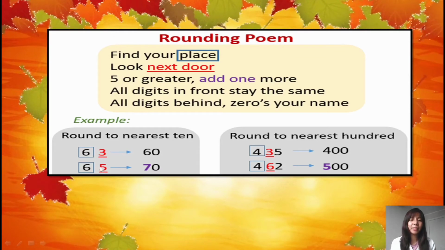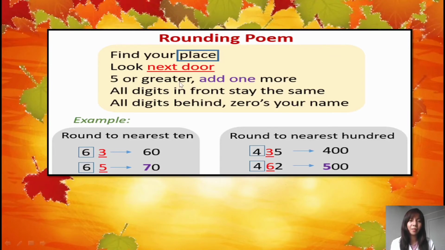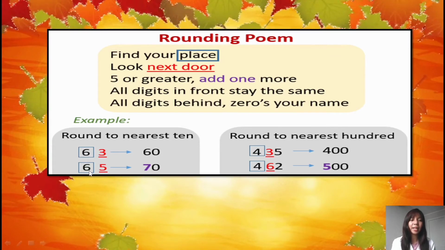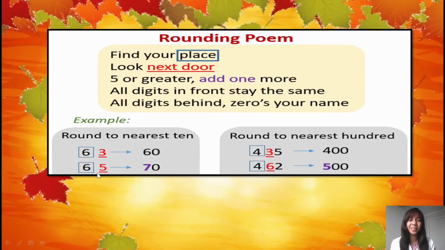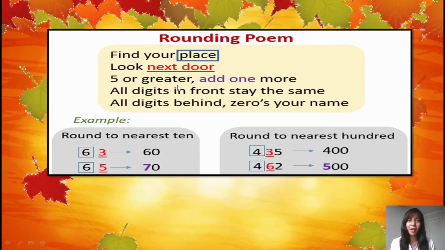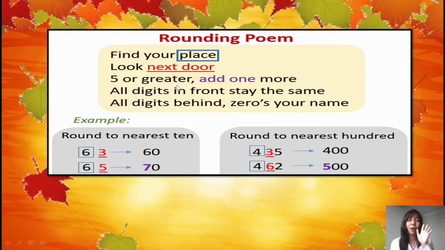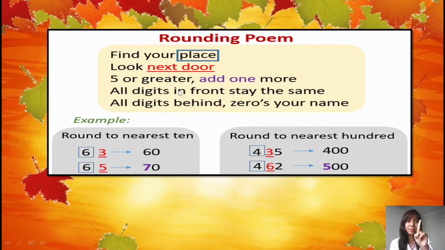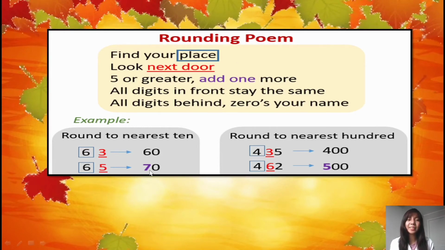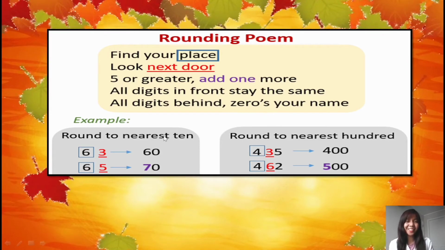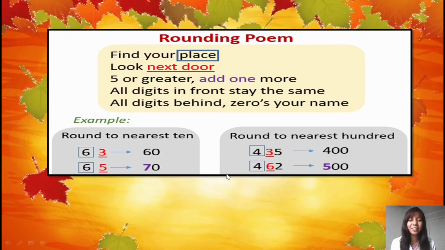So next, we have 65. So still in the nearest 10, the tens place. So 6. Look next door. So what is the next number to 6? It's 5, right? It says 5 or greater, you have to add 1. Add 1. So from 6, it becomes 7. And then all the digits behind, 0 is your name. So from 5, it becomes 0. So our answer is 70.